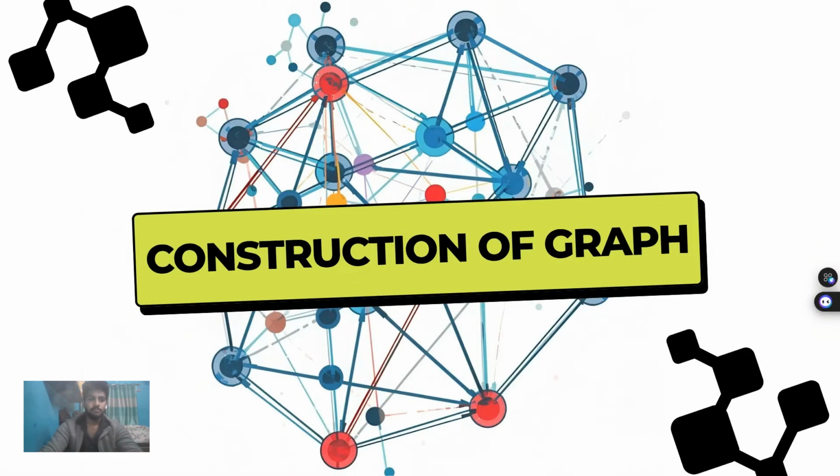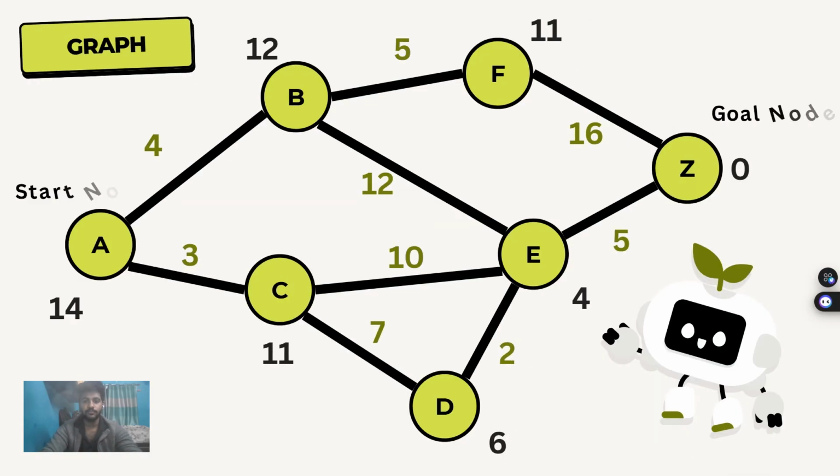Now, for an example run-through, we will be constructing a graph. We're going to consider this graph for our A-star search algorithm. Here we have 7 nodes, where A is our start node and Z is our goal node. The black color numbers are the h of n values of these nodes, whereas the green color values are the g of n values of A to B, A to F, A to C, A to D, and so on.